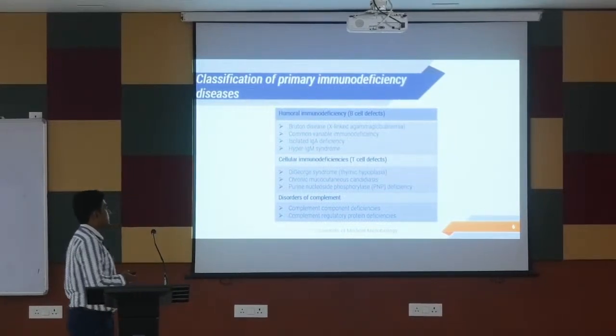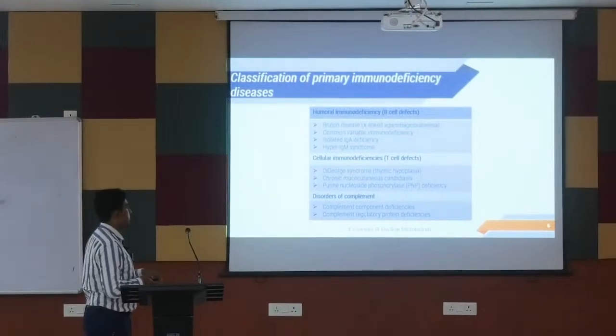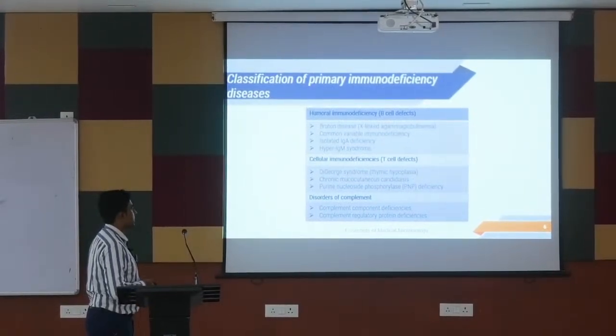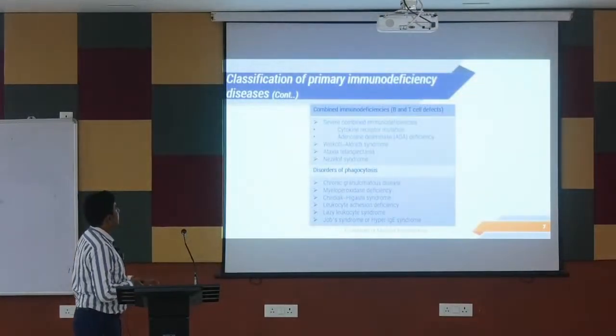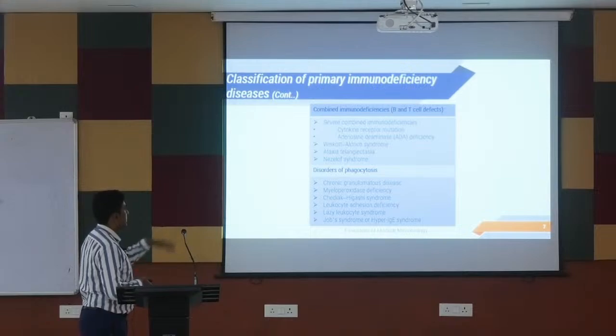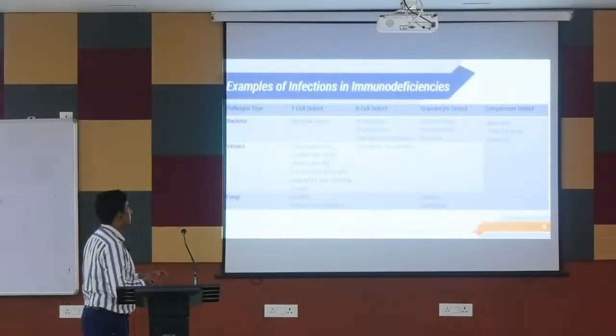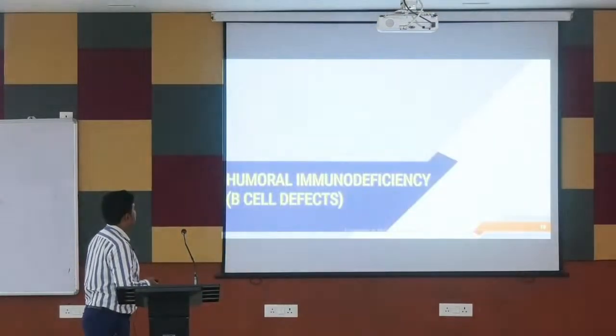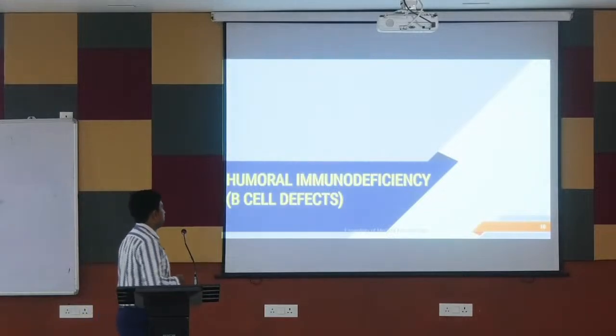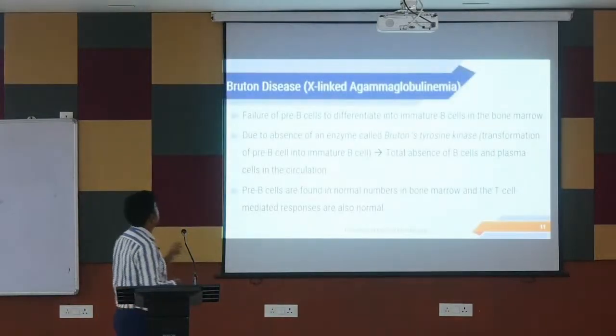Our complement deficiency তে কি কি হয়? Complement component deficiencies are complement regulatory protein deficiencies. And combined immunodeficiencies are disorders of phagocytosis. এগুলো শুধু নামগুলো just তোদেরকে এমনি এমনি। So what are humoral immunodeficiency or the B cell defects?